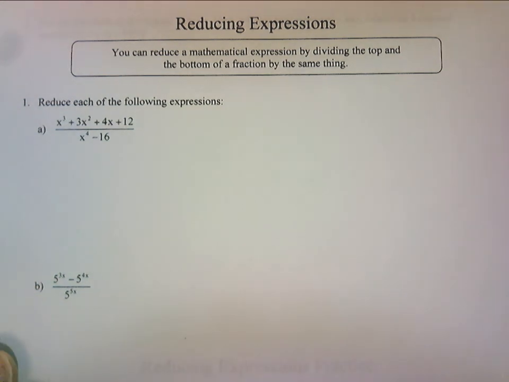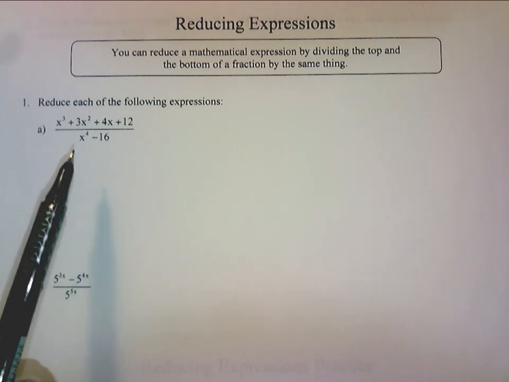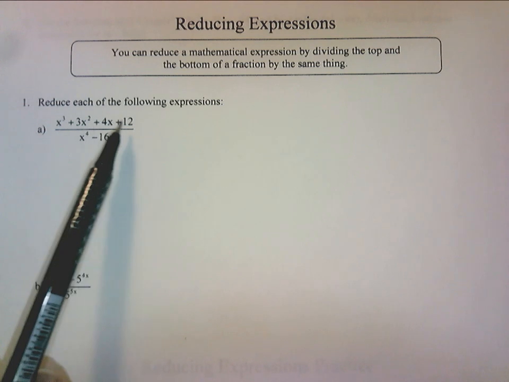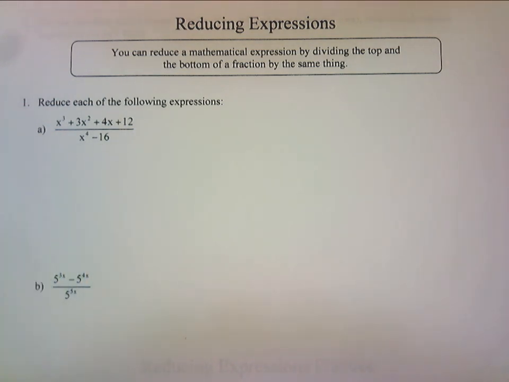Okay, so we're going to try the same thing, but this time with algebra. It says reduce each of the following expressions, and I have x cubed plus 3x squared plus 4x plus 12 divided by x to the 4 minus 16. Right now, as it stands, I have no idea what would divide into the top and the bottom that might be the same. In order to figure that out, I need to figure out what multiplies to give me that top expression and what multiplies to give me that bottom expression. And the way we do that is by factoring.